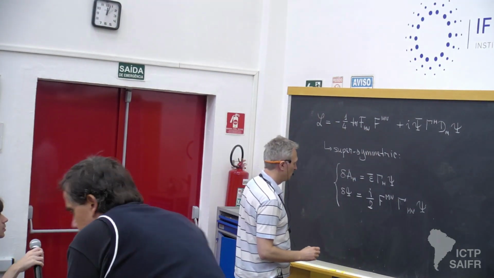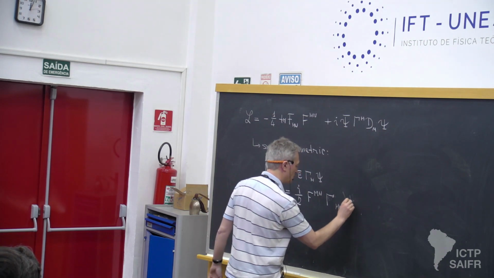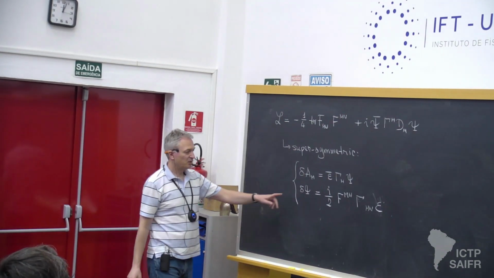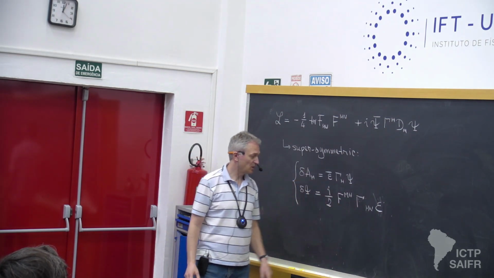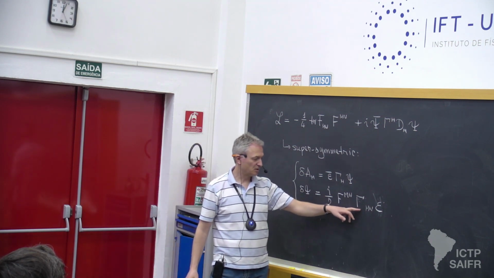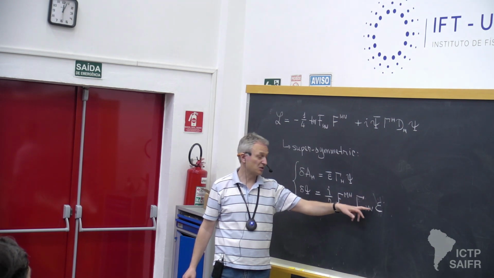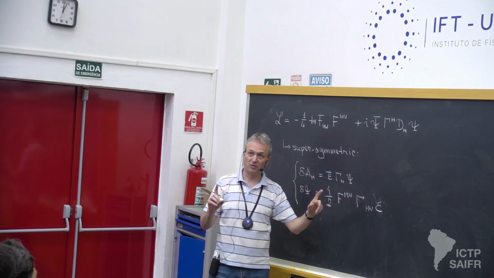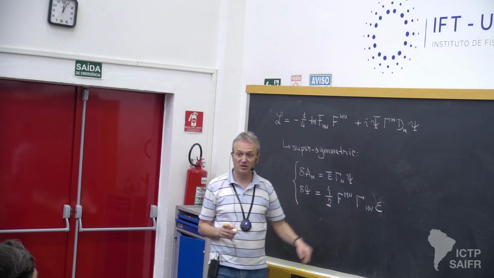So let me see. This is not correct. Here is epsilon. And epsilon is also a Majorana-Weyl spinor in 10 dimensions. Gamma M N is, so the Dirac matrices with many indices are defined such that you take the product of elementary Dirac matrices and anti-symmetrize.